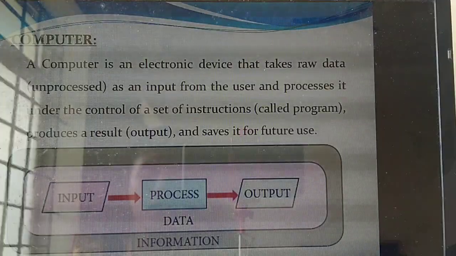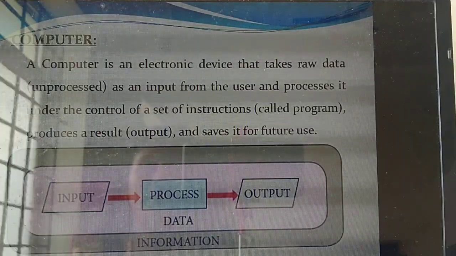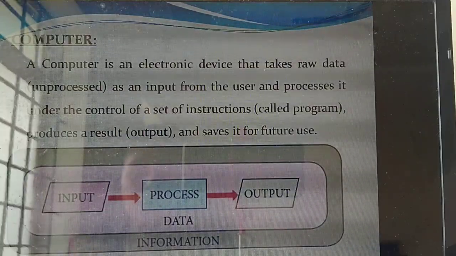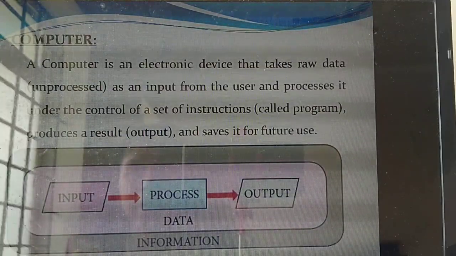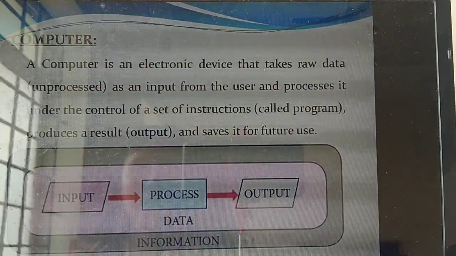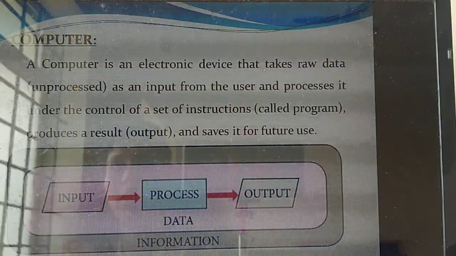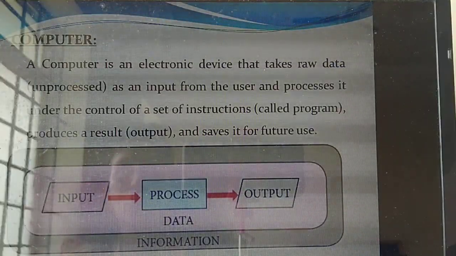So for example, I am typing something in the computer by means of a keyboard. So what's the meaning of input? I am typing, no? Typing using the keyboard is the input. I am giving input to whom? Computer. So input is given by whom? User. That is, it's an input from the user, and the process is under the control of a set of instructions.